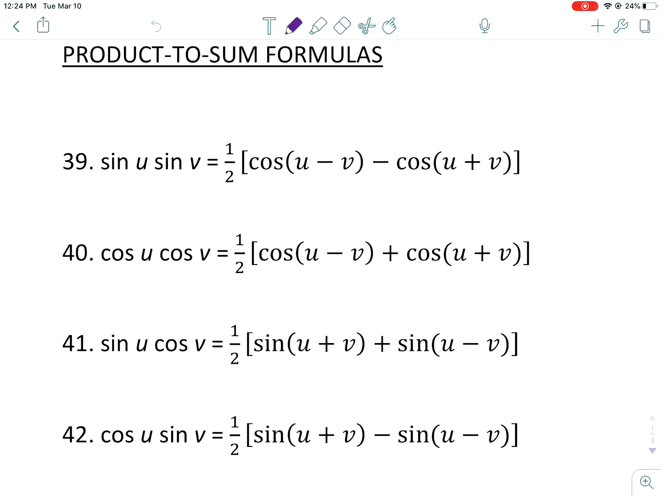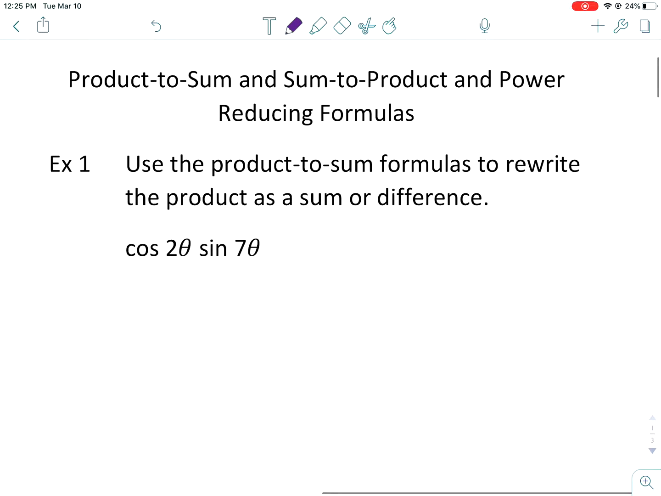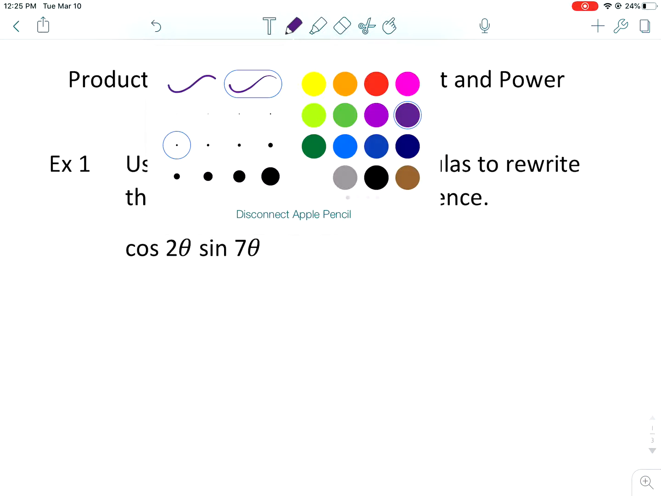42. Now I do know, because I looked at the reference sheet they sent out, a new one, that only 39, 40, and 41 are on the reference sheet for the challenge exam. So if you get one like 42 where it's cosine times sine, just switch the order and use 41. It's not really necessary for there to be a sine times a cosine and a cosine times sine. But we're just going to go ahead and use 42. So what we'll do for this problem is take 2 theta and put it in for u, and take 7 theta and put it in for v.